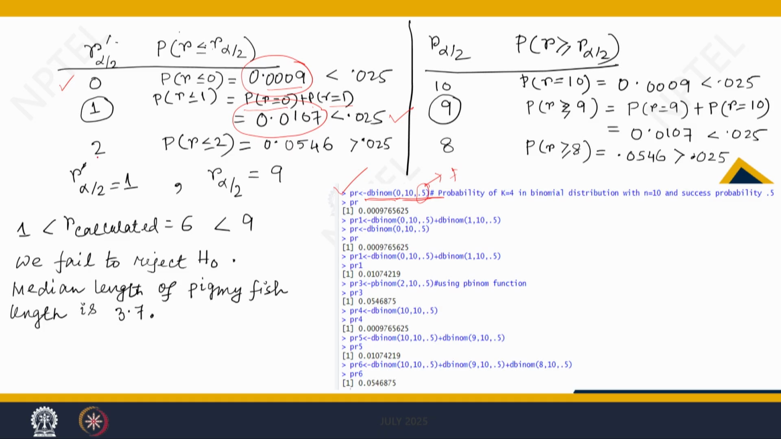Now, can I include one more point in my rejection region? Let's have a check. So take r equal to 2. What is the cumulative probability of r less than or equal to 2? You can see the cumulative probability of r less than or equal to 2 comes as 0.0546. Clear? And 0.0546 is greater than 0.025.